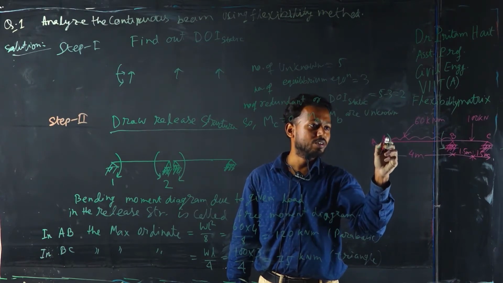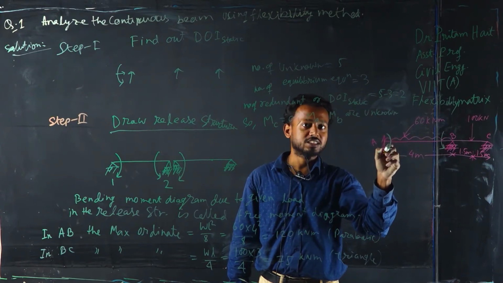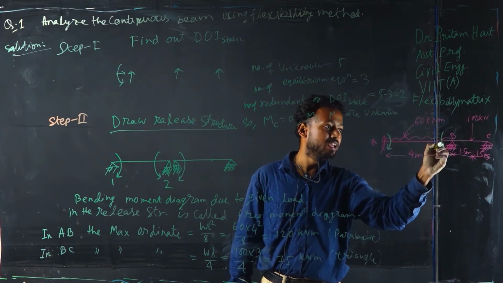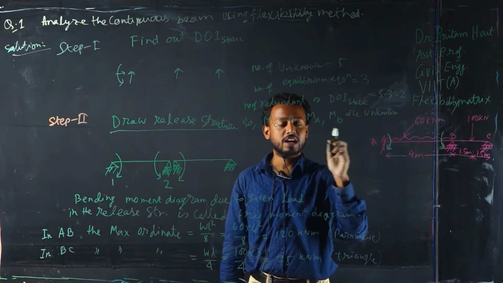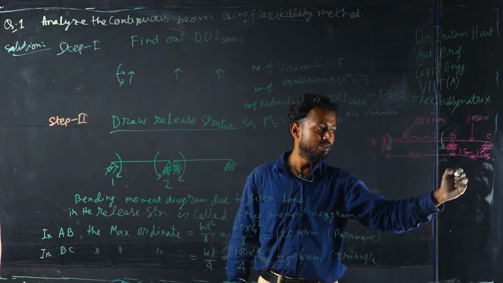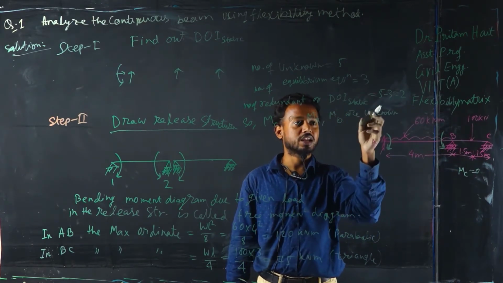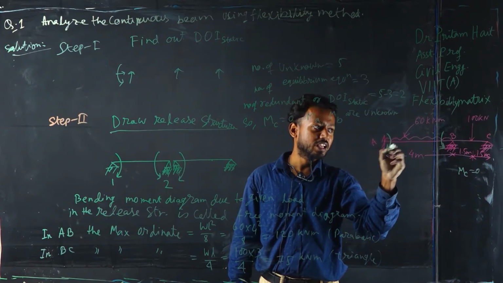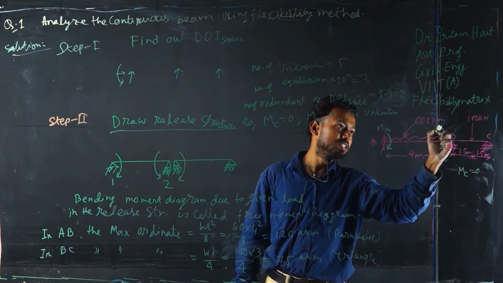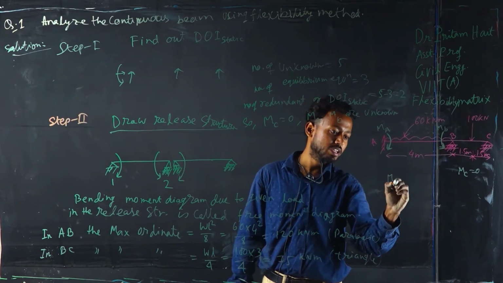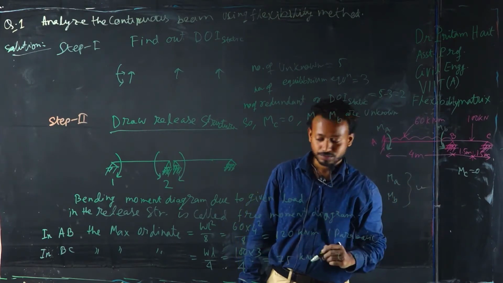So the number of unknowns is at A, that is MA, and another unknown will be MB, that is at B, because I know at C the MC will be 0. So the redundancy or static indeterminacy are at A and at B. So at A this is MA, and at B this is MB. So we have to find out MA and MB. Okay, this we have to find out.